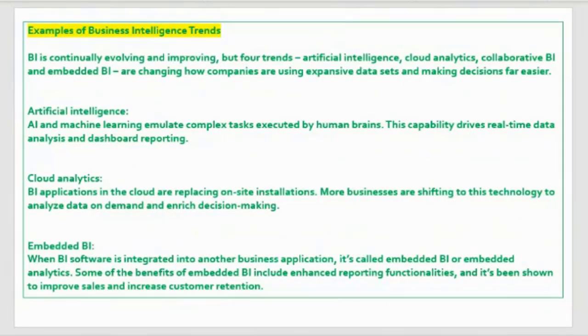So here we see examples of business intelligence trends. And like it says, BI is evolving and improving, but there are four main trends: artificial intelligence, cloud analytics, collaborative BI, and embedded BI. Now with artificial intelligence, like we all know, AI machine learning emulate complex tasks executed by the human brain. Then you have cloud analytics, which is where BI in the cloud replaces on-site installations. Embedded BI, you have BI software embedded into another business application.